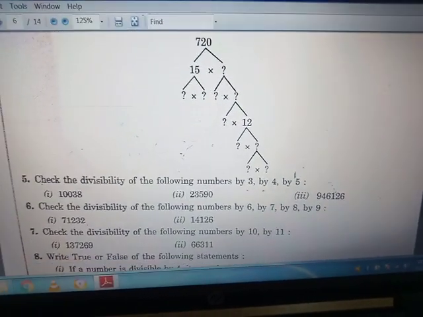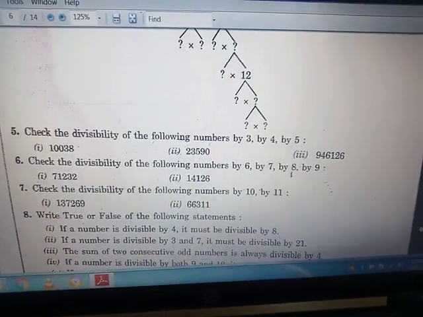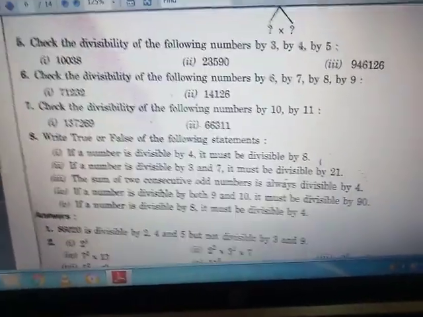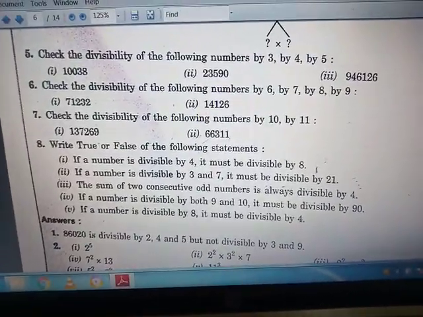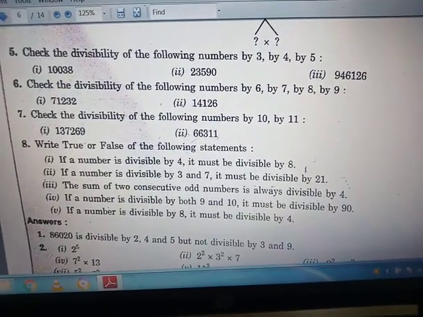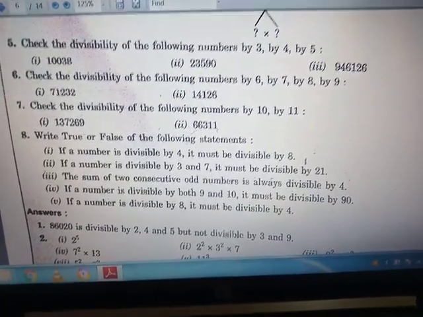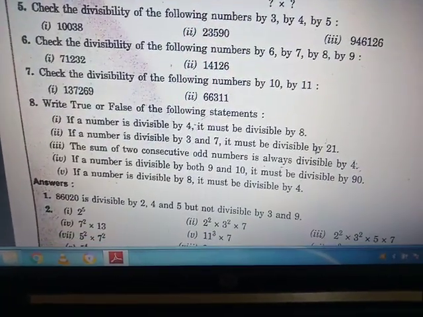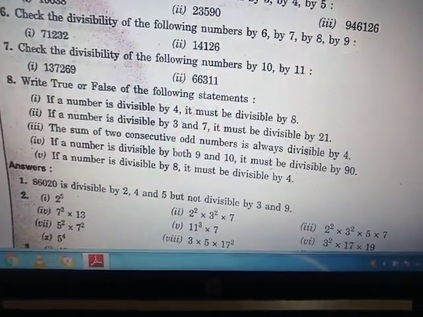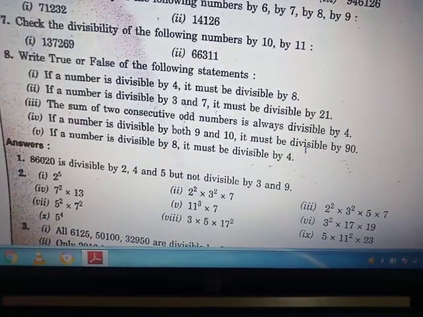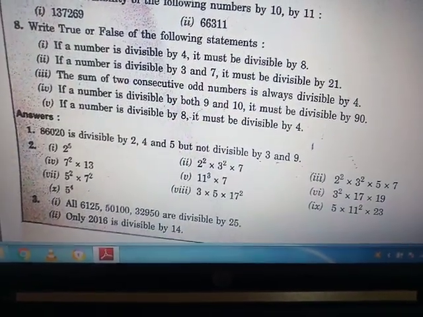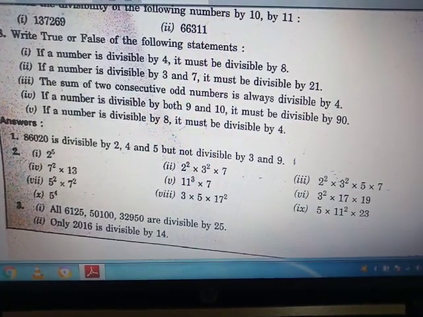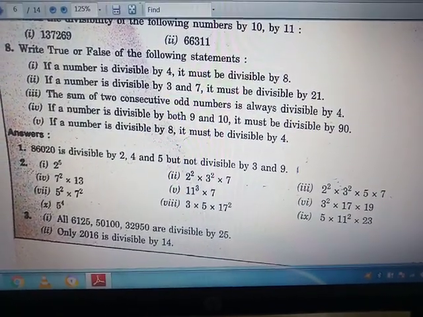Now we will move to our next questions, 5 and 6, which are your assignment work. Question number 7: check the divisibility of the following numbers by 10 and 11. We have just gone through the tests of divisibility by 10 and 11, so you have to solve this question. Question number 8 is to write true or false for the following statements. This is also your assignment work. So your assignment work is exercise 3.3.